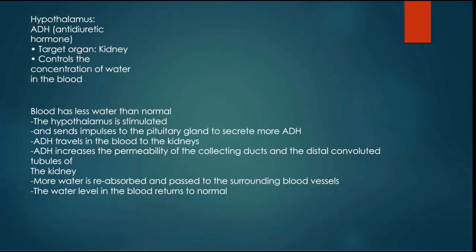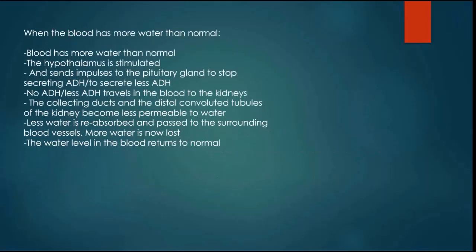ADH travels in the bloodstream to the kidneys. ADH increases the permeability of the collecting ducts and the distal convoluted tubules of the kidney. More water is reabsorbed and passed to the surrounding blood vessels. The water level in the blood returns back to normal. So as you can see, here we talked about the hypothalamus, the pituitary gland, and the hormone ADH. When the blood has less water, more ADH will be secreted. Please know this by heart.